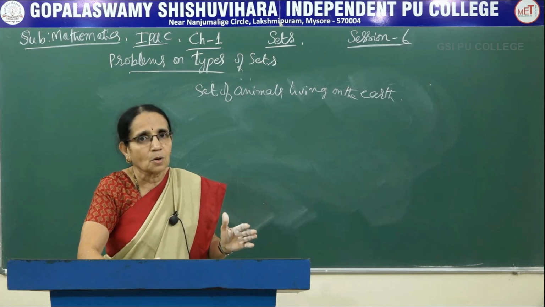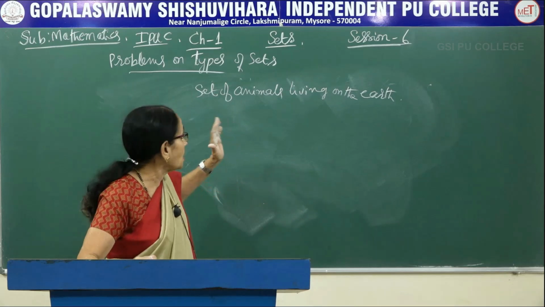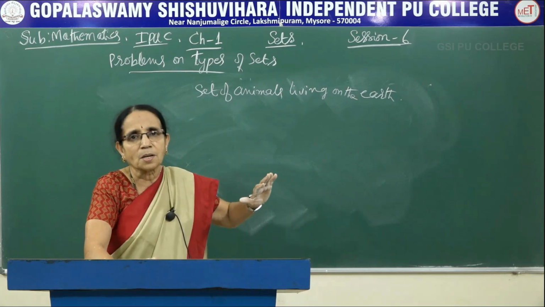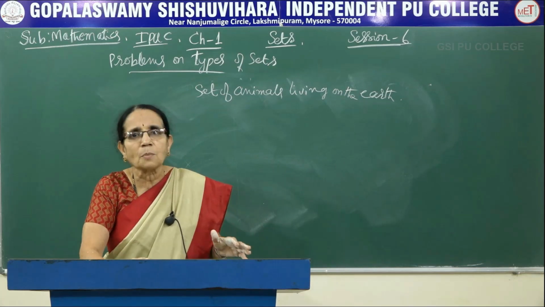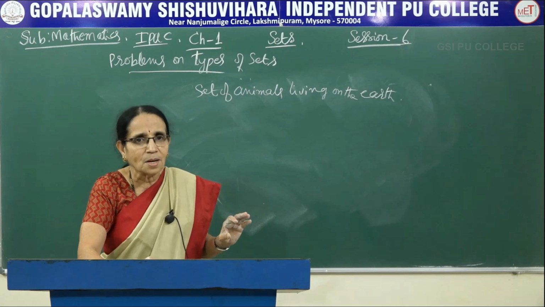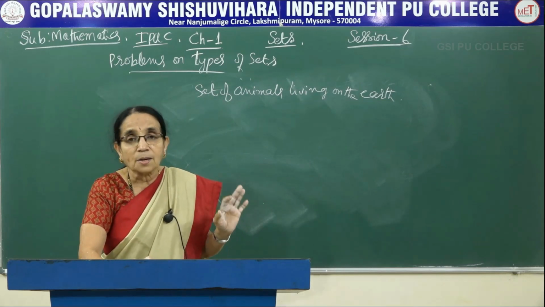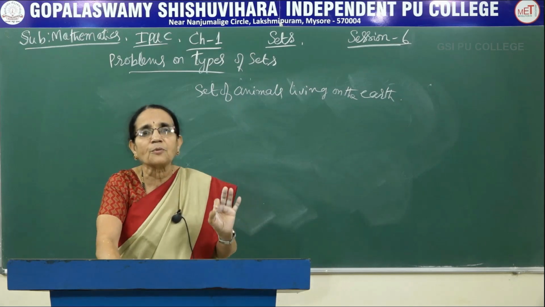Animals in general. So you can take the census of the animals of all the continents on the earth, and we can take the total. It becomes a huge number, no doubt, but still we call it a finite set. The reason is we will know the exact number of elements. That is the definition of a finite set.